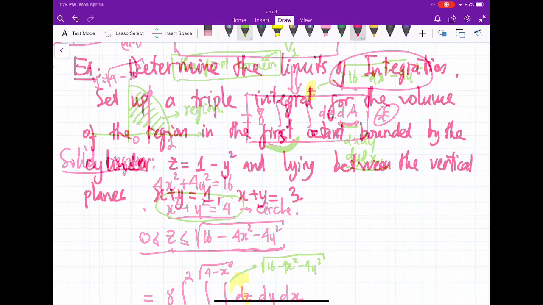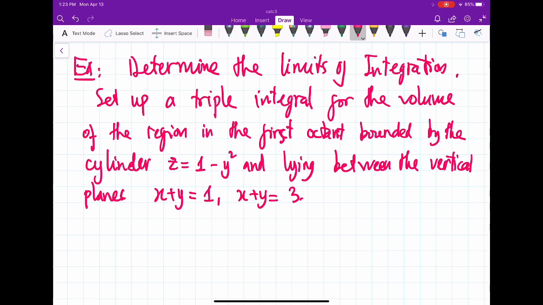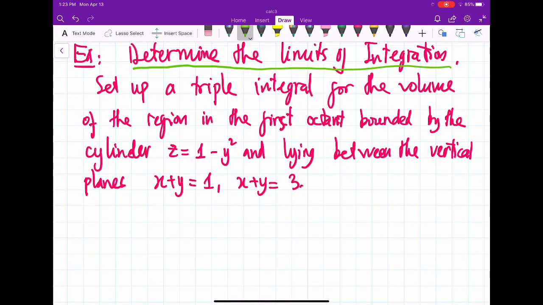Right? In order to finish this video, let's have one more example. Learn how to determine the limits of integration. That is always important. Okay, so they ask us to set up a triple integral for the volume of the region in the first octant bounded by the cylinder z equal to 1 minus y squared and lying between the vertical planes x plus y equal to 1 and x plus y equal to 3.